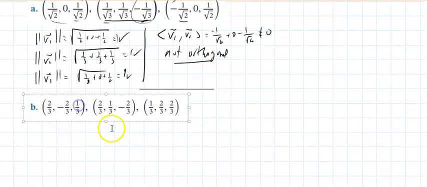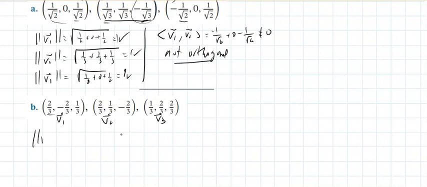Here's another vector. If I take the magnitude, again, call this v sub 1, this v sub 2, this v sub 3, magnitude of this is going to be, well, again, you could do it visually, but let's write it out.